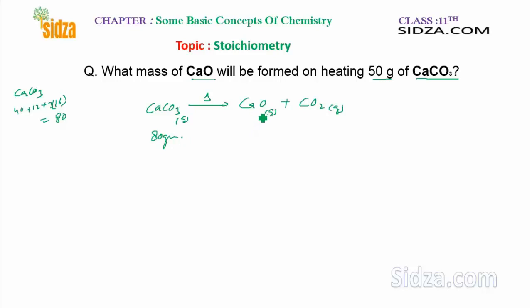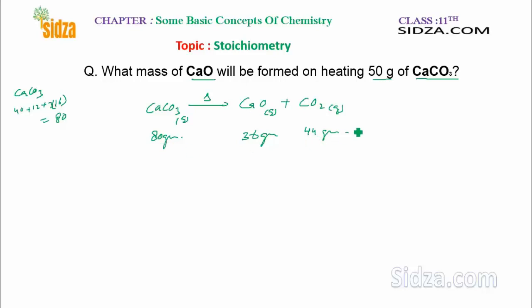Calcium oxide, the molar mass of the calcium oxide is, calcium is 40 and oxygen is 16, so 56. Carbon dioxide, the molar mass is 44 grams. So from 1 mole of calcium carbonate, you get 1 mole of calcium oxide and 1 mole of carbon dioxide, which in terms of weight is 100 grams of calcium carbonate decomposes and produces 56 grams of calcium oxide and 44 grams of carbon dioxide.